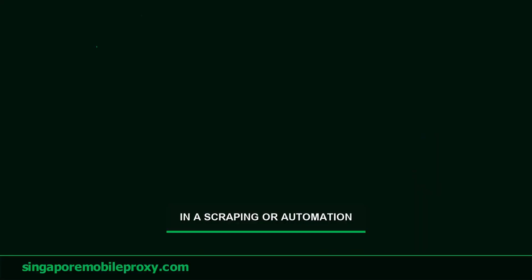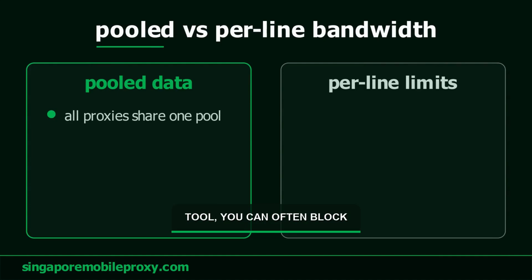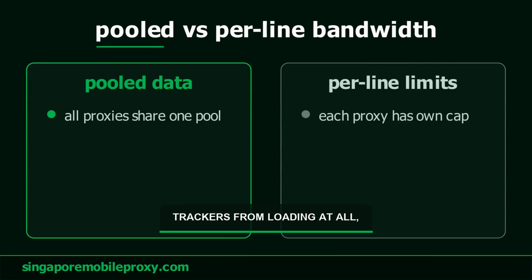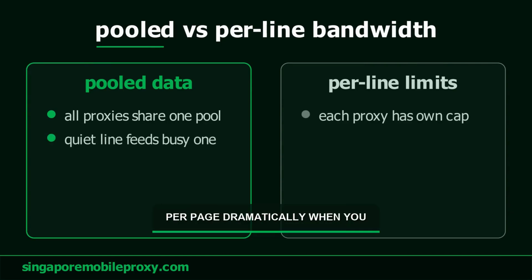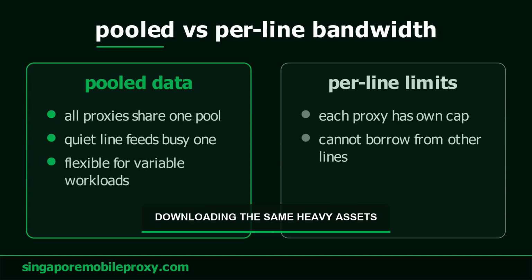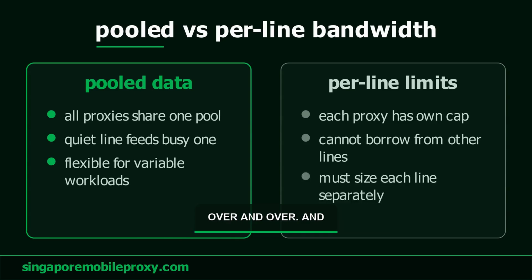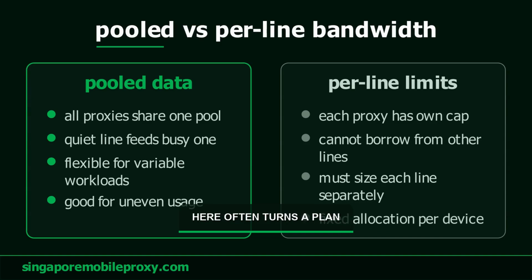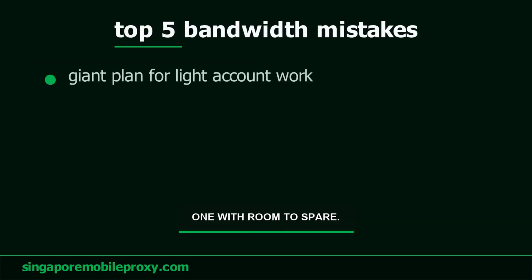If you find yourself using more than you expected, there are real ways to cut it before you just buy more. In a scraping or automation tool, you can often block images, video, fonts, and trackers from loading at all, which can cut the data per page dramatically when you only need the text. Reusing a session instead of reloading a site from scratch every time saves re-downloading the same heavy assets over and over. And caching what does not change means you pay for it once instead of on every pass. A little tuning here often turns a plan that felt too small into one with room to spare.